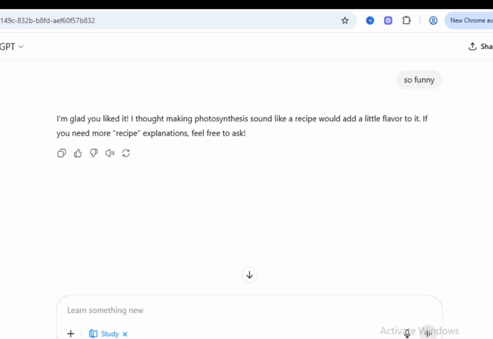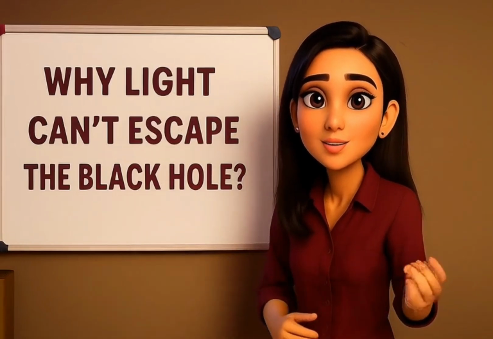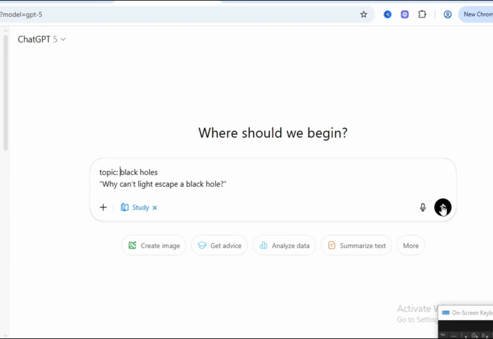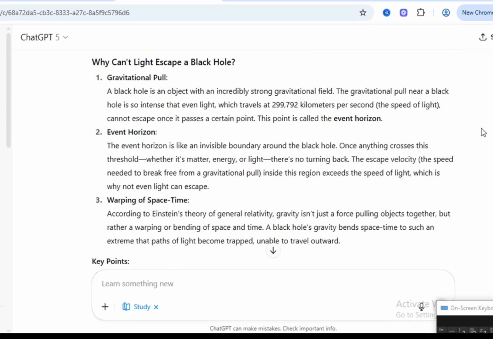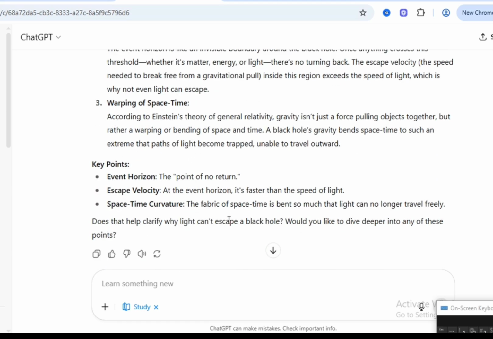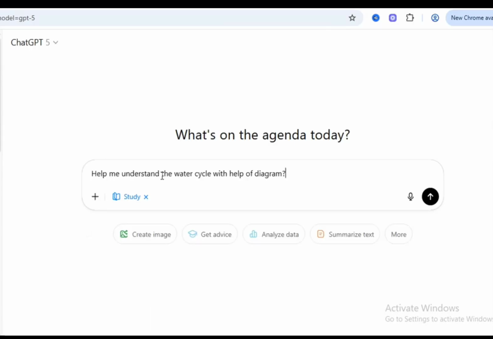Thanks, ChatGPT. Let's take another example of science and understand why light can't escape a black hole. Watch how AI explains it with all the reasons and summarizes it at the end. A smart move. I gave it a prompt to draw a simple diagram showing the water cycle.